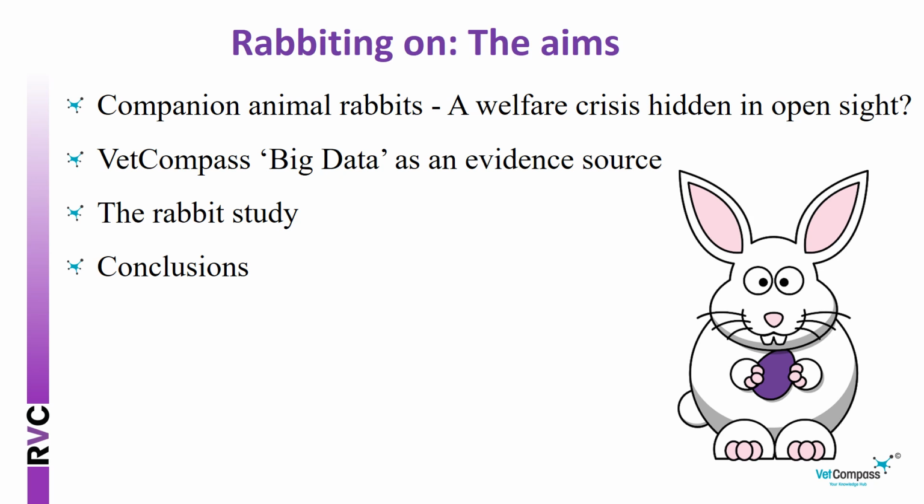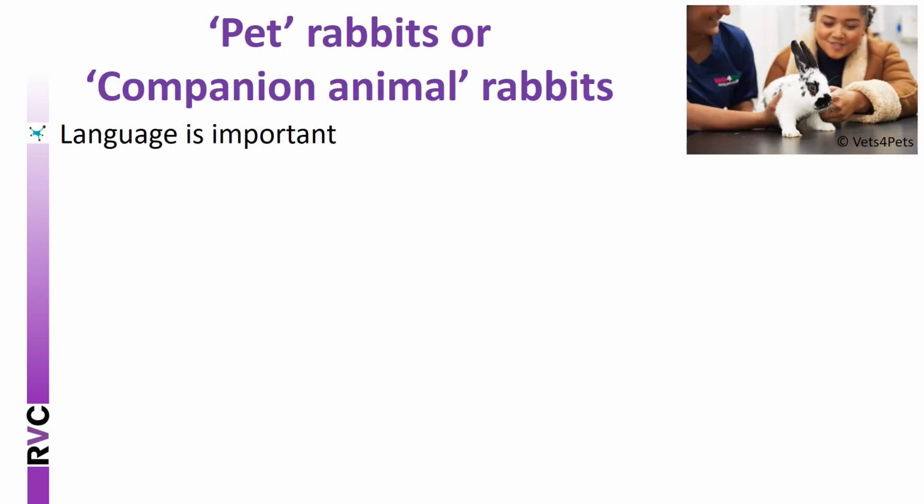Every welfare question needs some data to answer it. For this, we will explore the Vet Compass Big Data resource. We will look at the results of a specific rabbit study carried out within VetCompass, and then we will consider all this information to draw some conclusions and plan some next steps. So let's start with an exploration of the wider question about companion animals and whether they are a welfare crisis hidden in open sight. Language is really important.